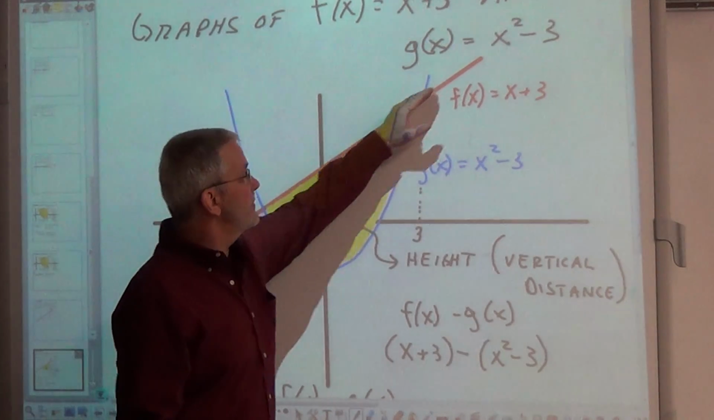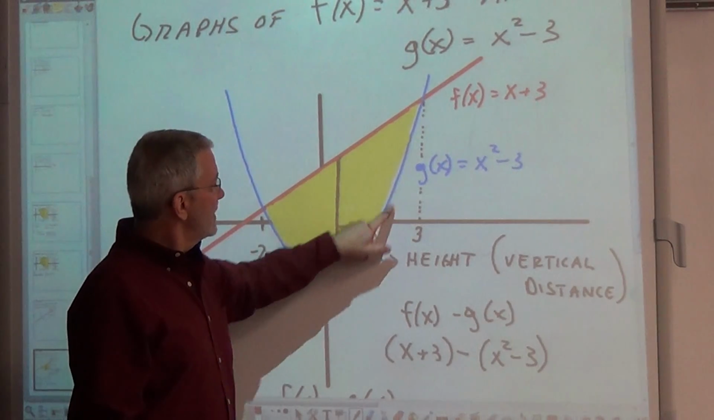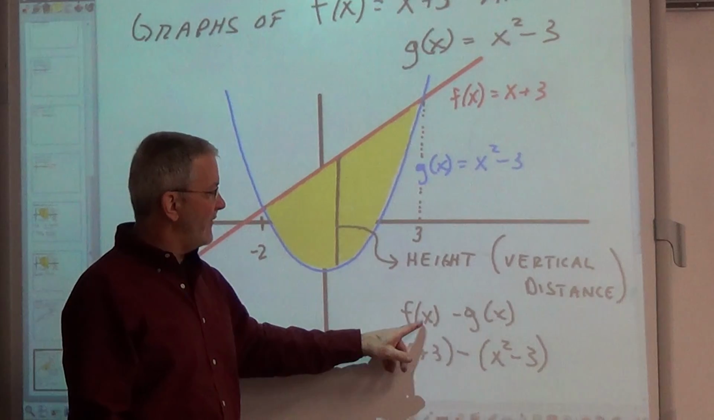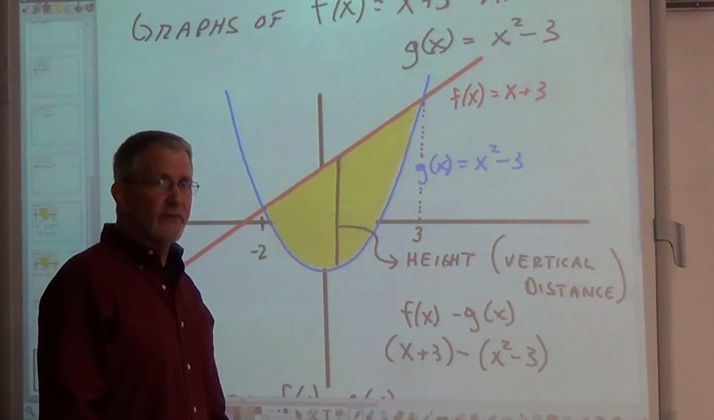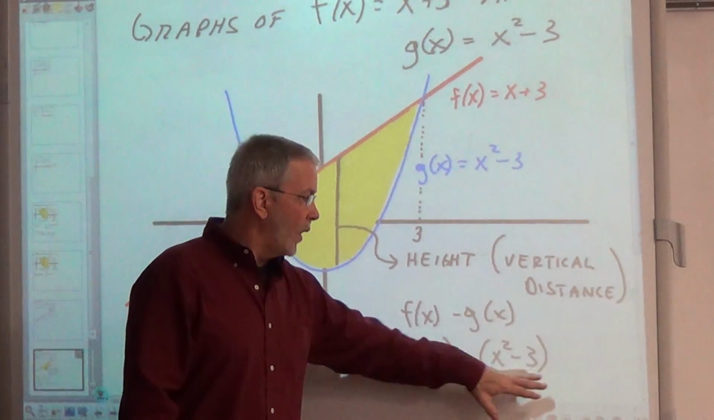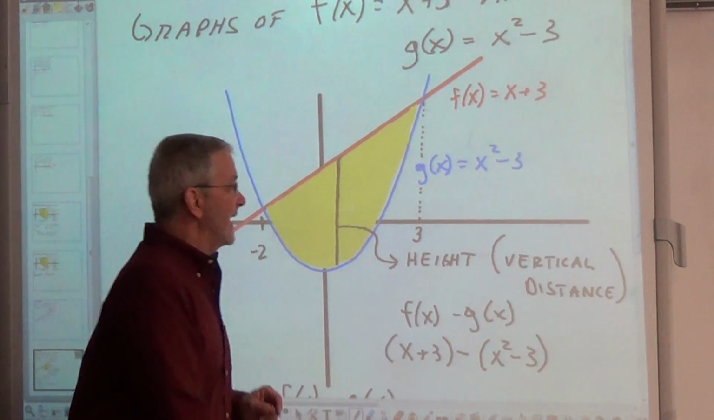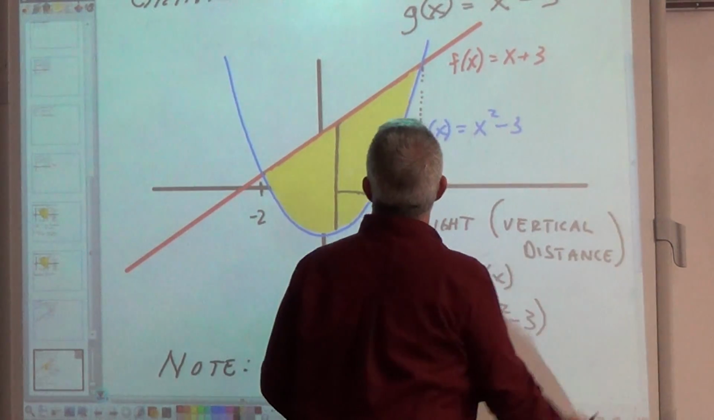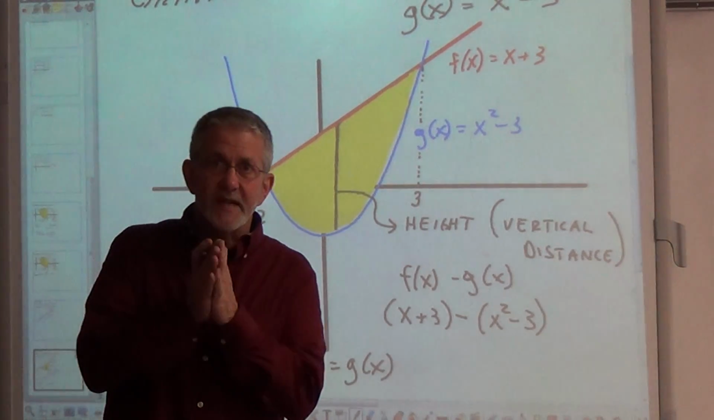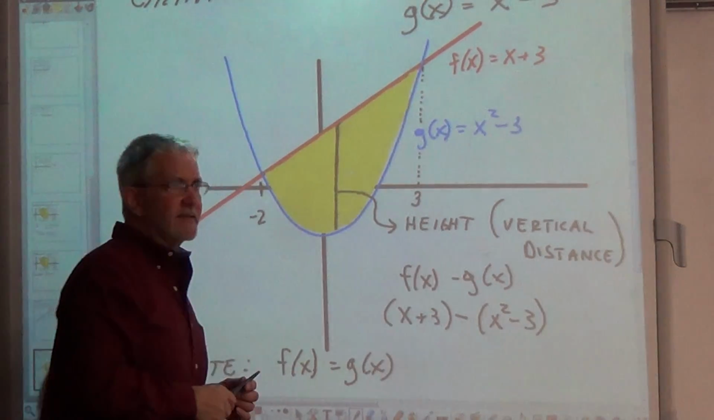And the top here is going to be this linear function x plus 3, f of x. And the bottom is going to be this quadratic function x squared minus 3. So the height is going to be f of x minus g of x. For this particular case, x plus 3 minus the quantity x squared minus 3. And so the area is simply going to be, and we want to take note here that these two curves, and this is going to be important when you go to do your assignments, you need to find out where those functions intersect.